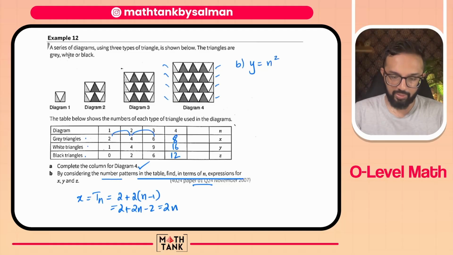What about the black ones? Let's look at the black ones closely. So they increase by 2, then they increase by 4, then they increase by 6. So this is a quadratic sequence. Why? Because it has a second level difference as well.